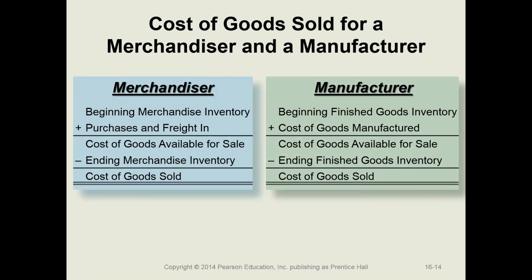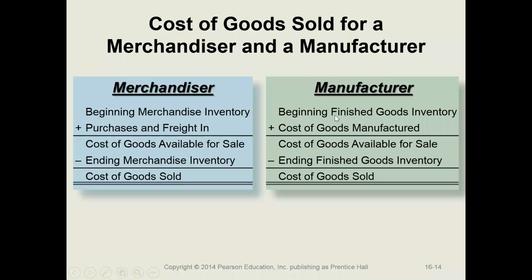So you can see the cost of goods sold calculations. For a merchandiser, it's beginning merchandise inventory. So how much inventory did they have at the beginning of the month, plus any purchases of inventory that they made during the month and the related shipping costs. The total of those two gives us cost of goods available for sale. And we subtract the ending merchandise inventory, inventory that is not sold yet at the end of the month. That gives us cost of goods sold.